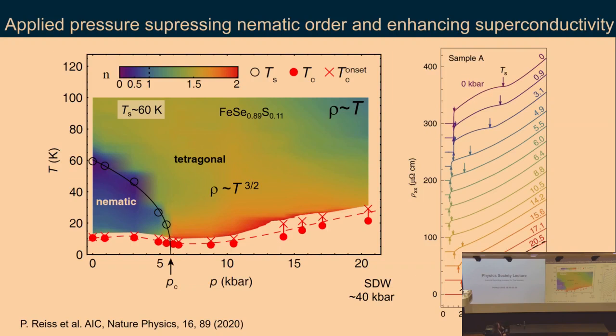And then as we apply pressure, we suppress the nematic phase. Superconductivity has a little dome here. But if we keep pressurizing, then superconductivity is enhanced. And this is another phase compared with the phase which occurs out of the nematic phase. It seems like we are dealing with changes in the character of the superconductivity just by tuning via applied pressure.